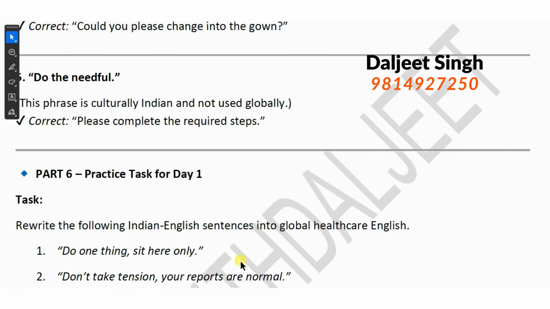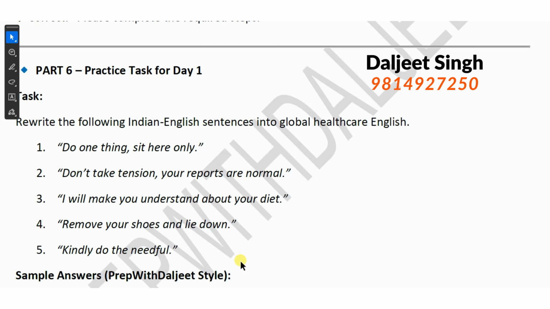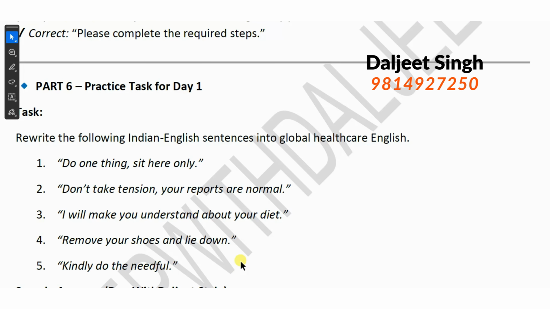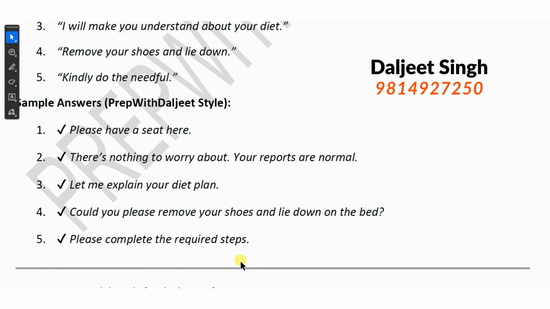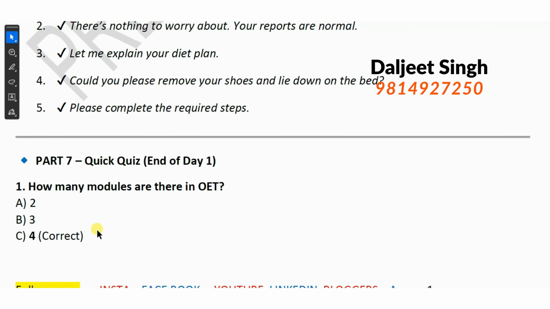So here is a task for you. There are five sentences. If you want to practice, just pause the video for a minute and write down the correct sentences you can use instead of "do one thing, sit here only, don't take tension," whatever global healthcare English says. You can pause the video for a minute. Let's see the answer. The tone is polite: "Please, let me explain. Could you please?" So that's it.